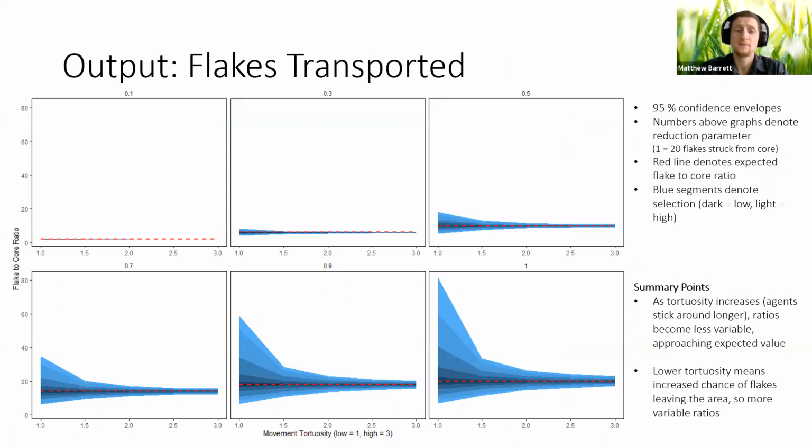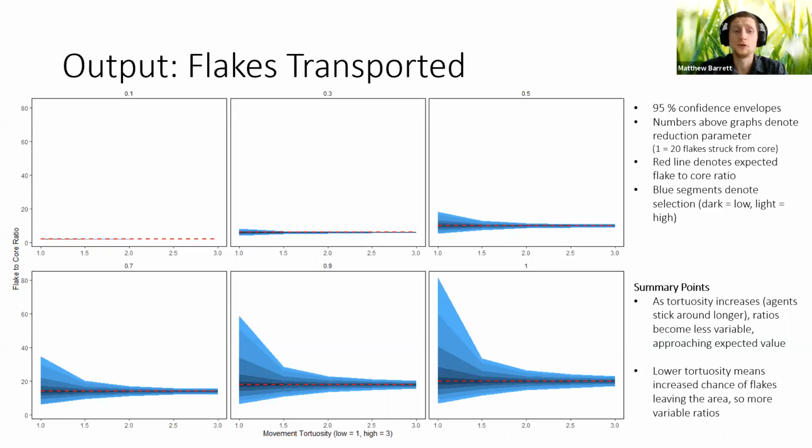So here are 95% confidence envelopes showing flake to core ratios when flakes are targeted for transport. Each graph represents a different level of reduction, and the blue segments represent different selection intensities, and the red line is the expected flake to core ratio in each case. We see that variation in ratios decreases as movement becomes more tortuous, or as agents spend longer in the window of observation. And this is because there's a greater chance of discarding all flakes that were generated rather than carrying them out of the window. And that brings the flake to core ratio closer to what would be expected.